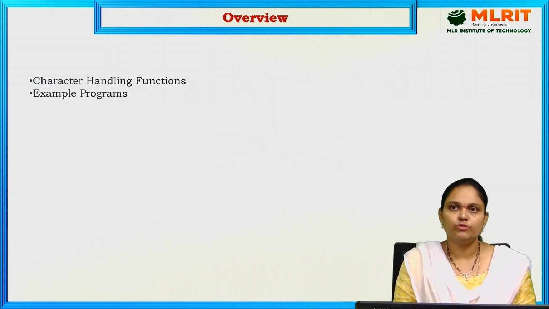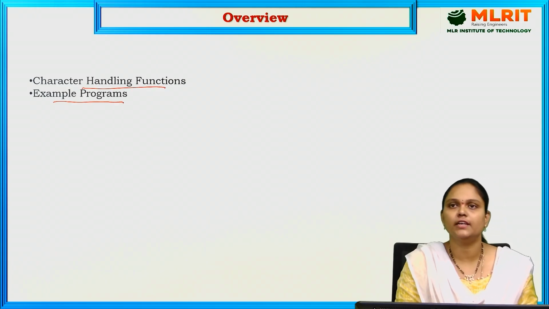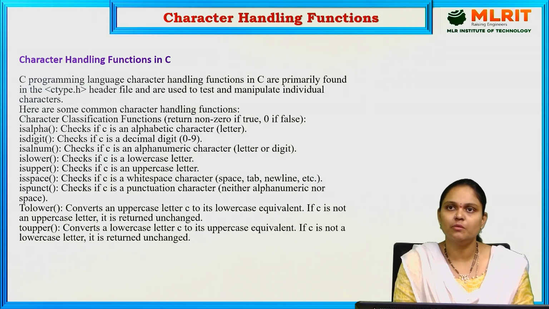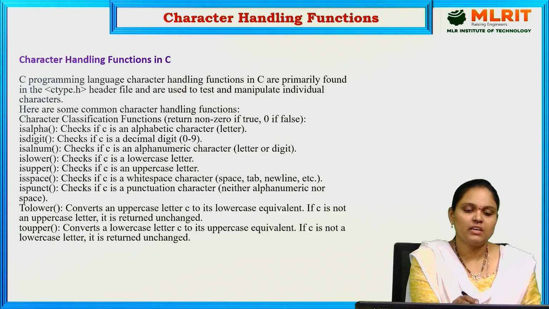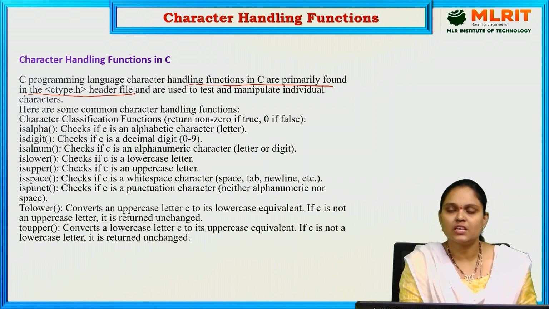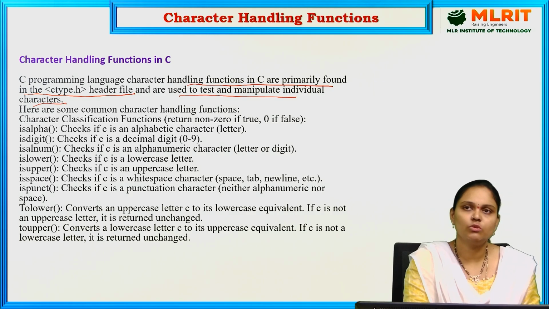So coming to the overview, we are going to discuss some character handling functions and also example programs related to strings. The name itself tells us that these functions handle characters. They are related only to characters, but not strings. Character handling functions in C are primarily found in the ctype.h header file. If you are using these functions, we need to include the ctype.h header file. They are used to test and manipulate individual characters. It's only on single characters.